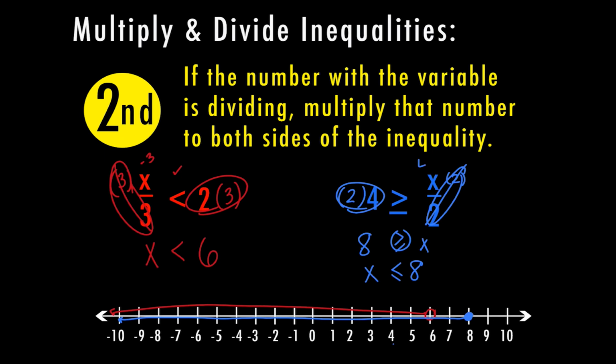And if I plug in a 4 here, 4 divided by 2 is 2. And if I look at my original statement, 4 is greater than or equal to 2. So that does check out, so I do know that I have shaded in the correct direction.